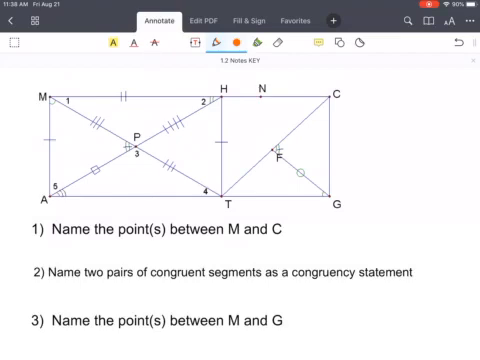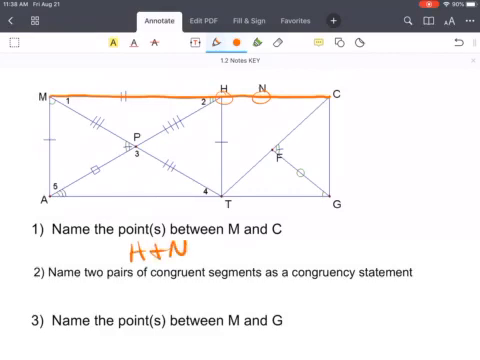So when we're looking at naming the points between M and C, I first need to look at the line or segment that connects M to C. So when I connect M to C, I see that there are clearly two points that are in between M and C, so H and N.